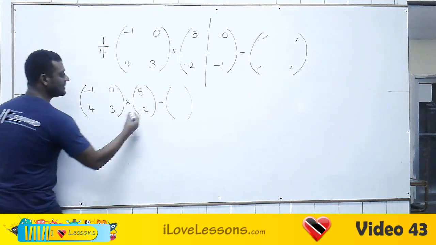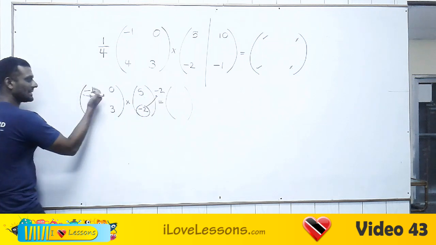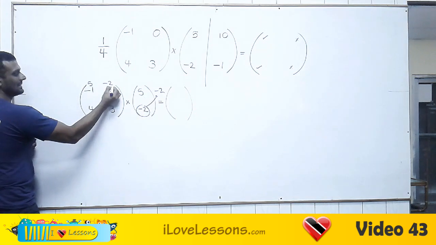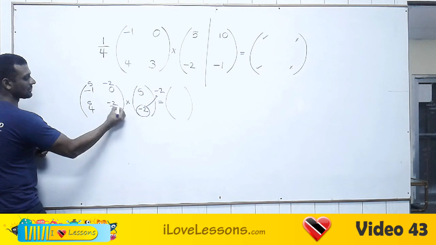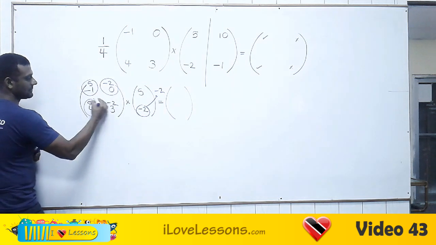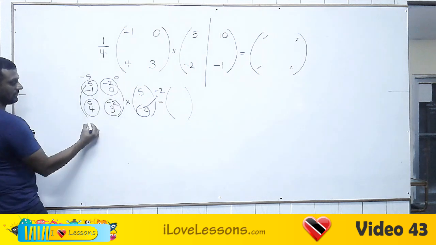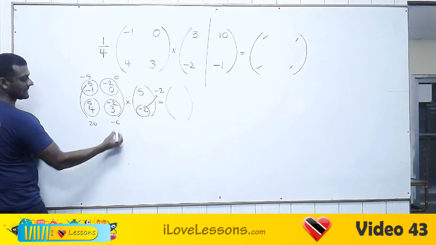The minus 2 swings up to the top. The two numbers walk across. You photocopy it underneath as well. Multiply each pair of numbers. You get minus 5 here, 0, 20, and minus 6.